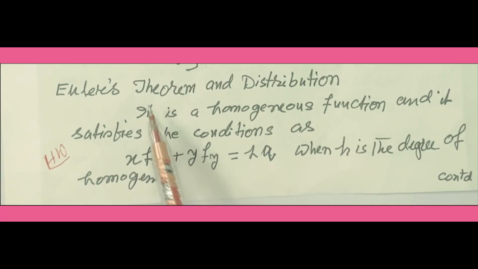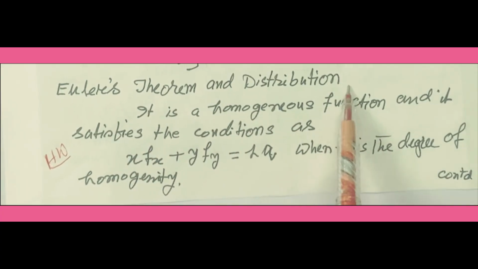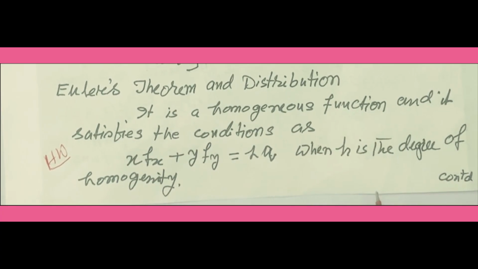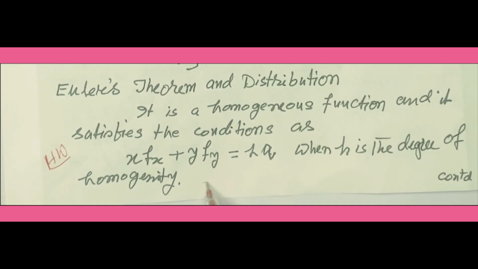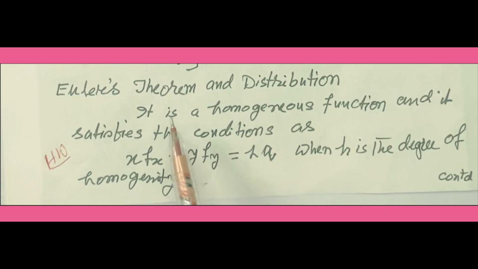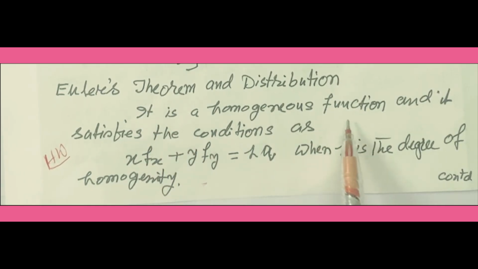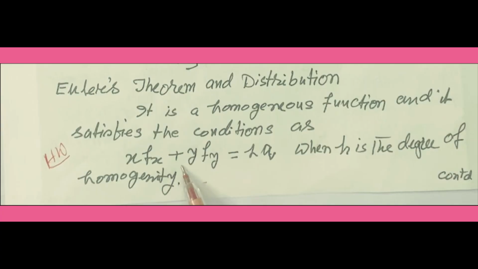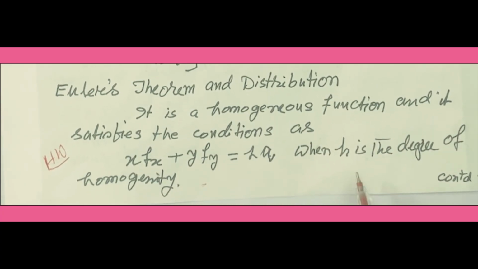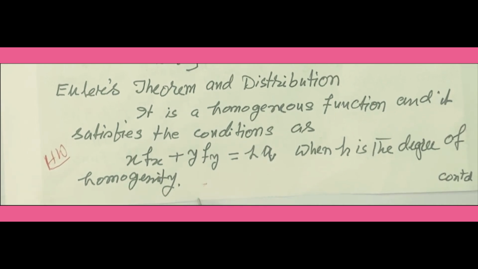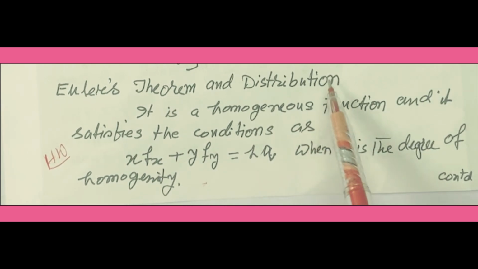Then Euler's theorem and distribution. This is another very important topic for the students of economics. It applies to a homogeneous function and satisfies the condition x fx plus y fy is equal to h times the function, where h is the degree of homogeneity. We will discuss it in detail later on.